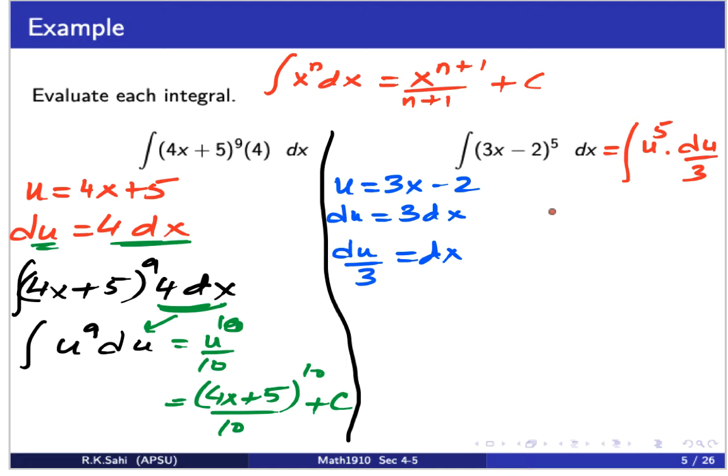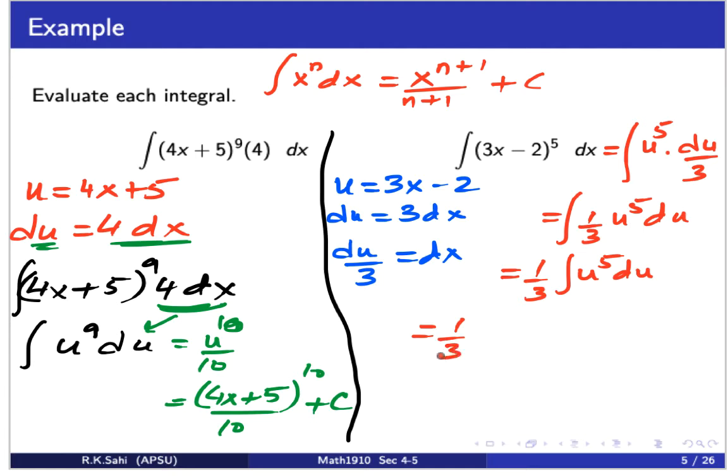Now we know how to solve this one. This is the same thing as saying integral 1/3 u to the power 5 du. Now remember, it's a constant multiplied to a function. You take the constant outside, and then you have u to the power 5 du. Now we all know how to solve this: 1/3 times u to the power 6 over 6. Then u to the power 6 over 18.